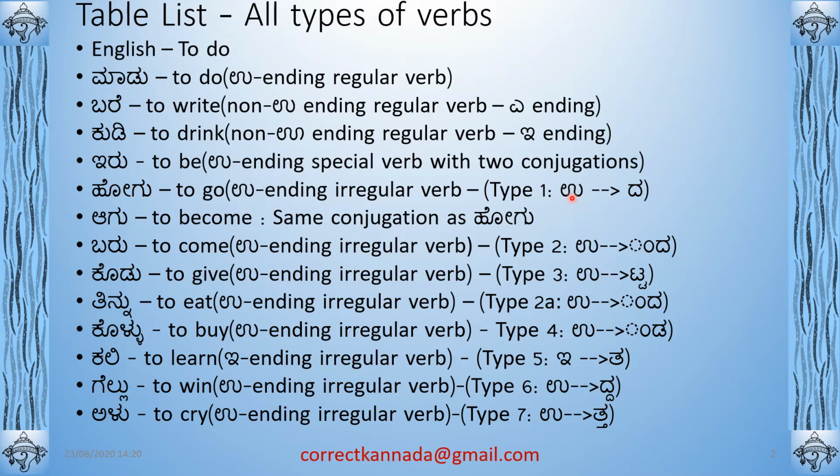In other words, the past tense is what is irregular, and that's what is being given here. So Hogu should not be conjugated like Madu. That's basically the point here, and that's why it's irregular. It's irregular only in the simple past tense; everywhere else it's regular. So Hogu has to be conjugated as Hode. So it will be Nanu hodenu, 'I went'. That's why it's irregular.